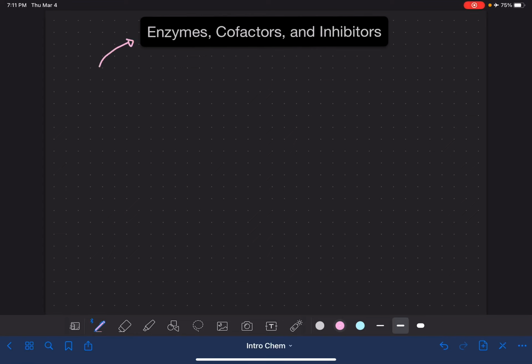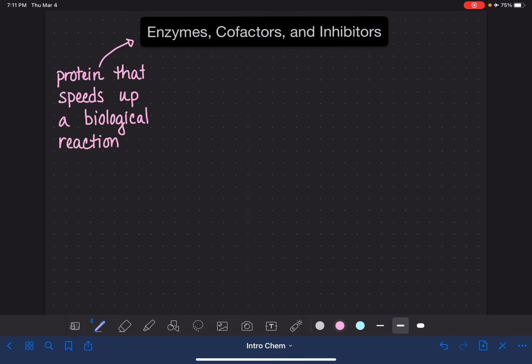An enzyme is a protein that has a job of speeding up a biological reaction. So it makes the reaction go faster. By biological reaction, I just mean a reaction that occurs inside a living system.